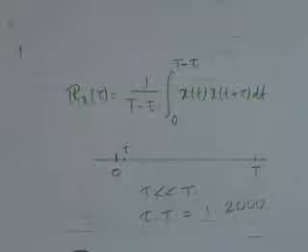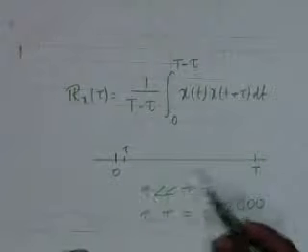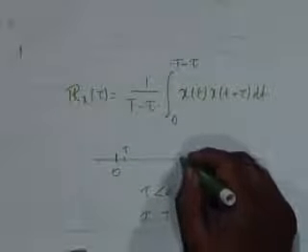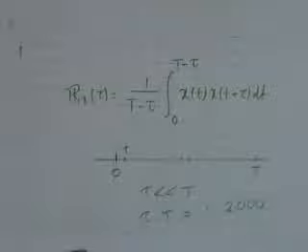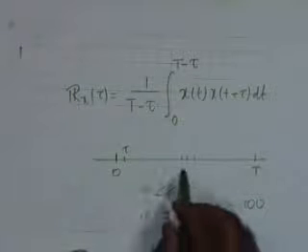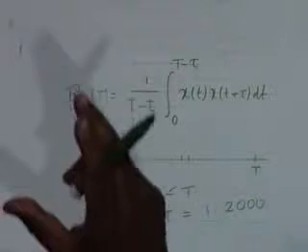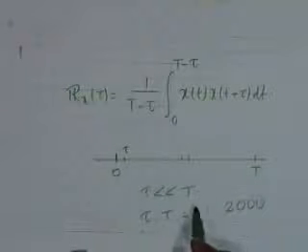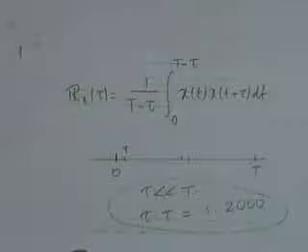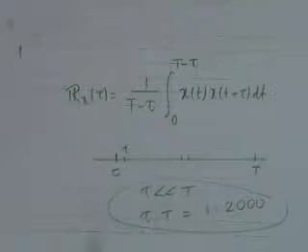Now, if the process is ergodic, it is also stationary, and therefore it doesn't matter where your time intervals are. Your t1 could be here and t1 plus tau could be here. What matters is the difference between the two samples, x(t) and x(t plus tau), the time instant difference. And this is the rule of thumb, that tau to T should be at least about 1:2000.